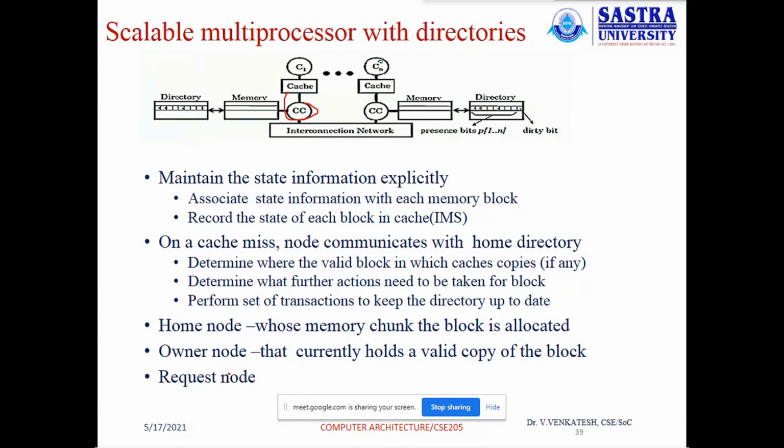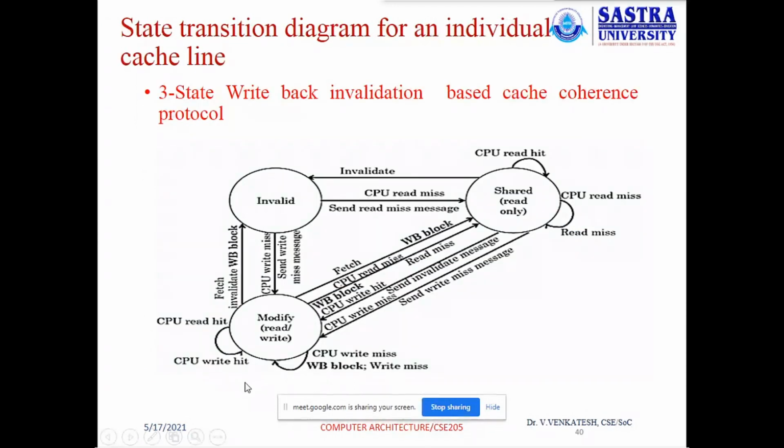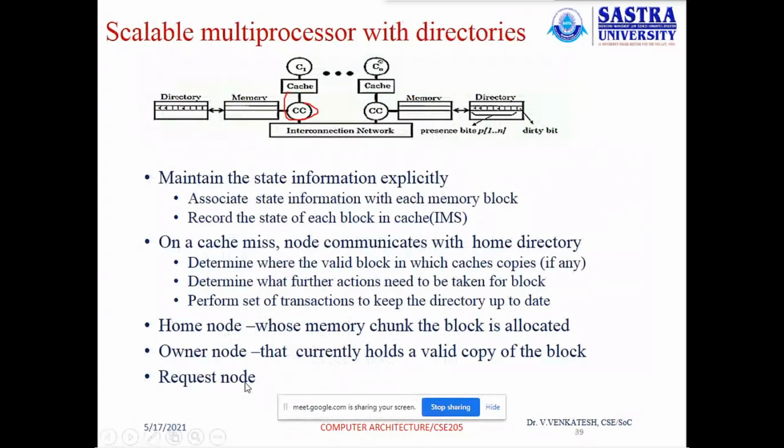Now, do you have any doubts in these three: home node, owner node, request node? You can ask me, please. Then we can move to the next state transition diagram. Do you have any doubts? Hello? Any doubts? Shall I proceed? Anyone can unmute and tell me, please. Yes, sir. Whether you have any doubts in home node, owner node, request node, whether it is clear.